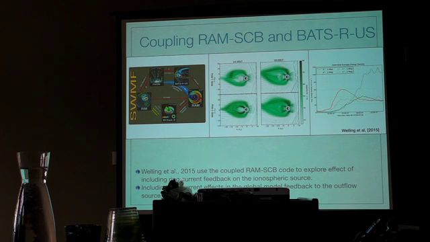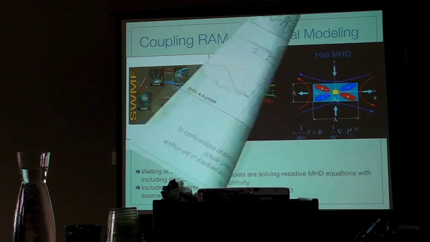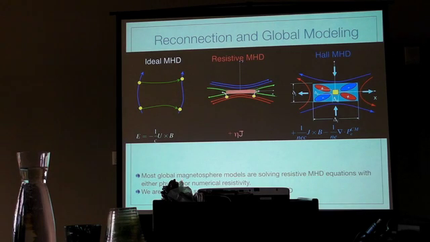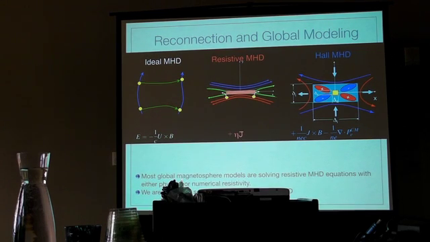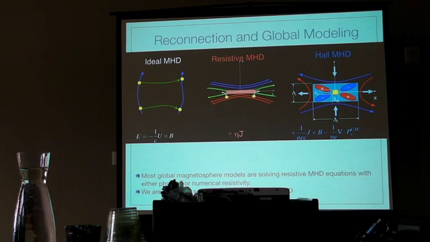approach. So I'm going to move on from the inner magnetosphere now, and for the remainder of the talk, I want to focus on reconnection in global magnetosphere models. So this is the last part. Now, when I think about reconnection in global magnetosphere models, I typically start thinking about the generalized Ohm's law.